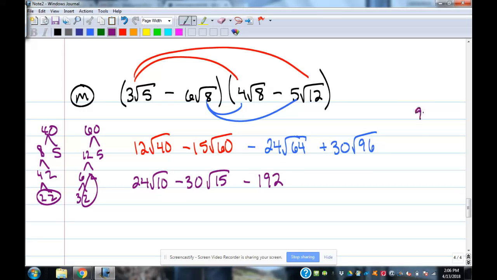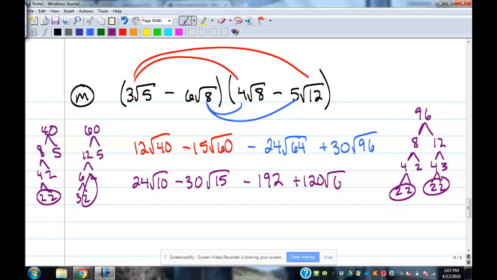96, that's a different one. We got it from 8 times 12, so that's what I'm going to use to start. 4 and 3, 2 and 2. There's another 4 and 2. There's 2 and 2. 2 pairs of 2s. 120 radical 6, right? Now, do any of those go together?